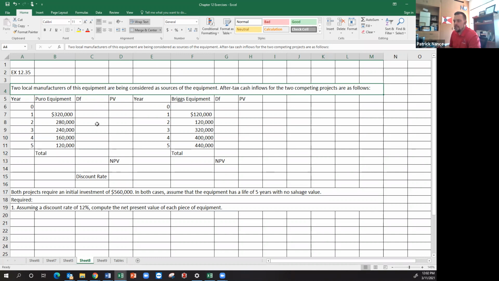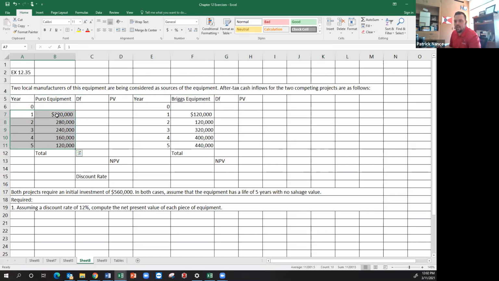But so this says 2 local manufacturers of equipment is being considered as a source of equipment for this company. We got the Puro equipment and Briggs equipment. The after-tax cash inflows for the 2 competing projects are as follows. So year 1 for Puro is 320, year 2 is 280, 3 is 240, so on. Year 1 for Briggs is 120, 120 for year 2, 320 for year 3, and so forth.